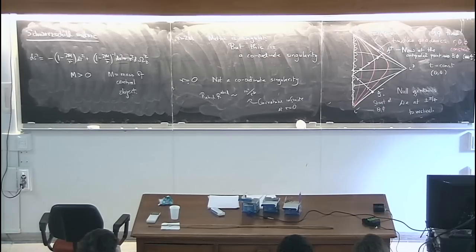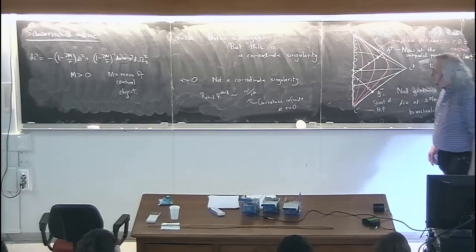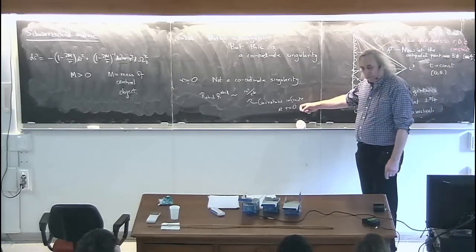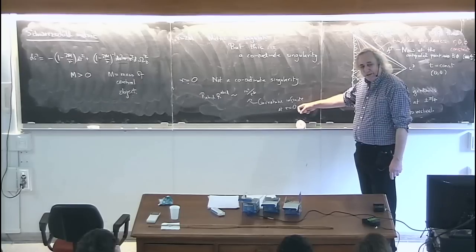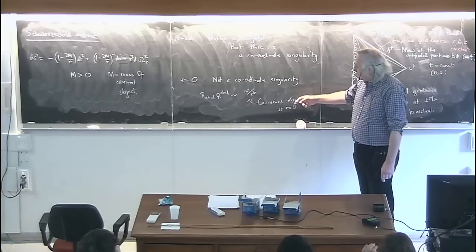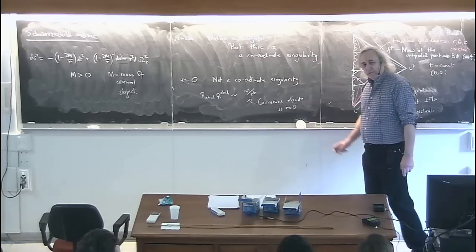What you'd actually have to do is to construct a transformation that takes you to a sensible coordinate system, given that something bad is happening. So this is a hint that this is terrible. Well, this makes it a certainty that this is terrible, but the fact that this is finite only hints that this is a coordinate singularity.